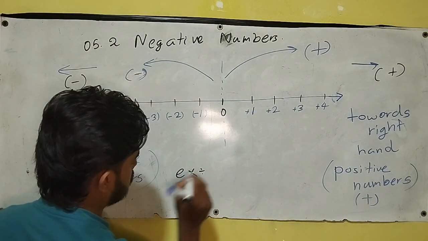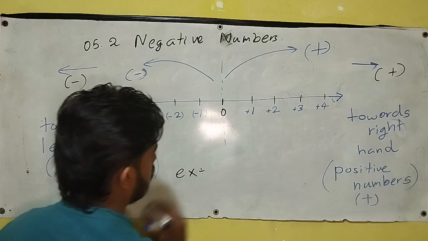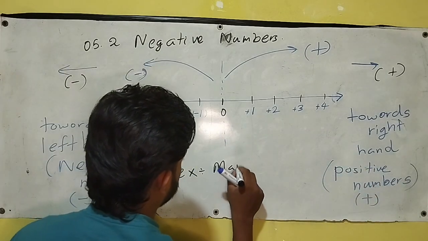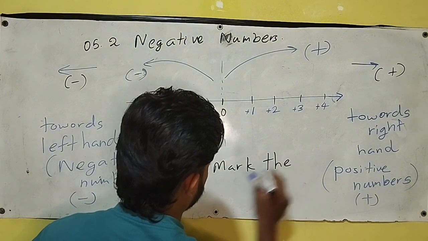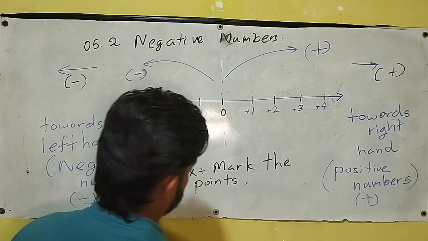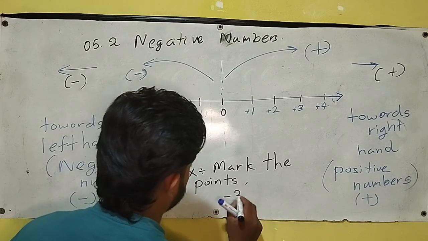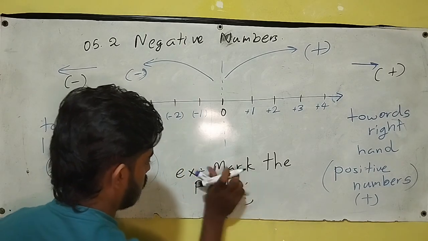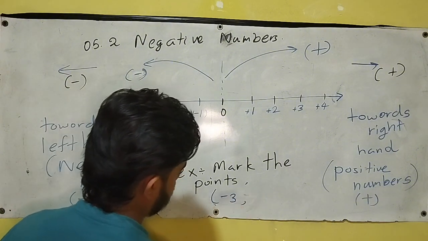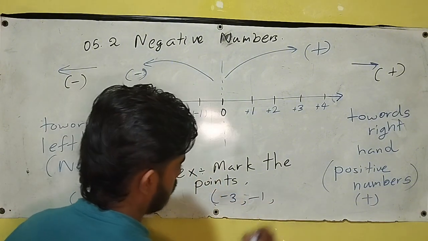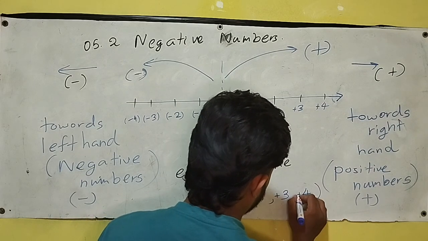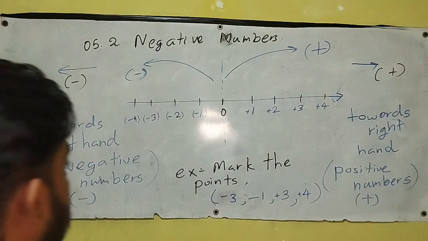Think. Now example. Mark the points. Minus 3, minus 1, 3, 4. Plus 3, plus 4. How to mark? Very easy.